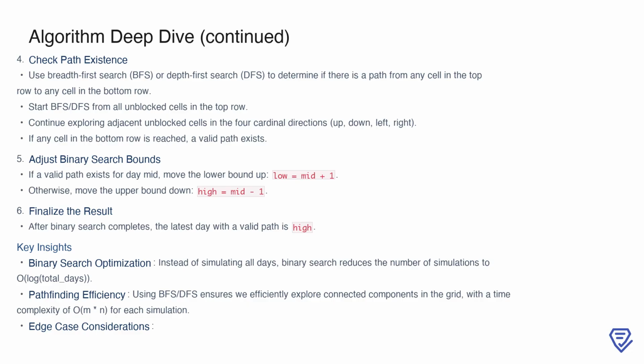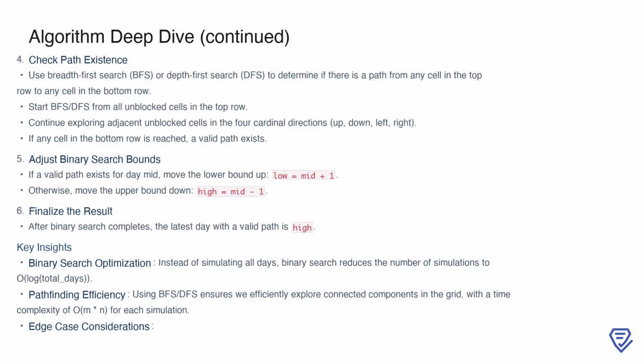Depending on whether a path is found, we adjust our binary search bounds. If a path exists for the current day, it means paths are still possible, so we move the lower bound up to search later days. If no path exists, we move the upper bound down to search earlier days. Once the binary search completes, the highest day for which a valid path was found will be stored in the variable representing the result.